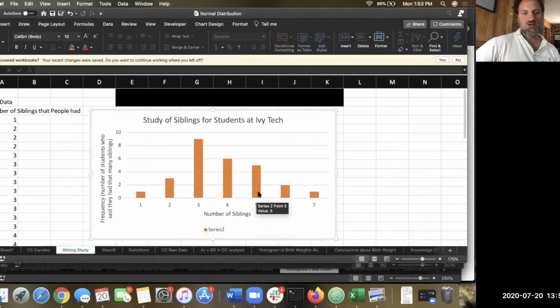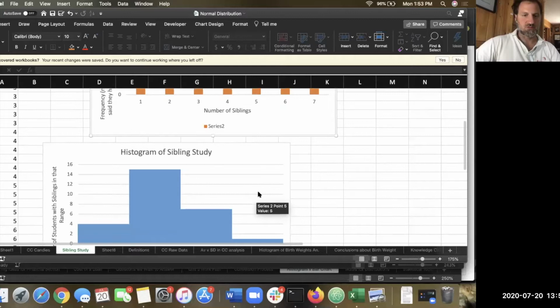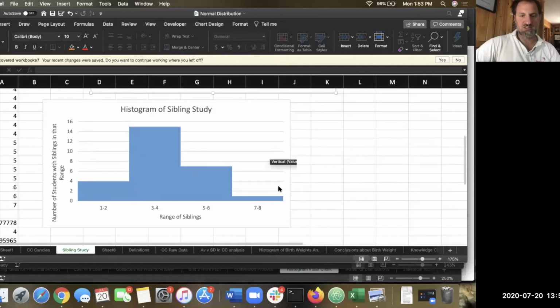Now, what we're going to introduce today is the idea of a histogram. A histogram is similar to a bar chart. They've got a lot of things in common, and they've got some differences. So this is the same information presented as a histogram. One of the things they have in common is that they're both made out of bars, rectangles. What do you notice that's different?